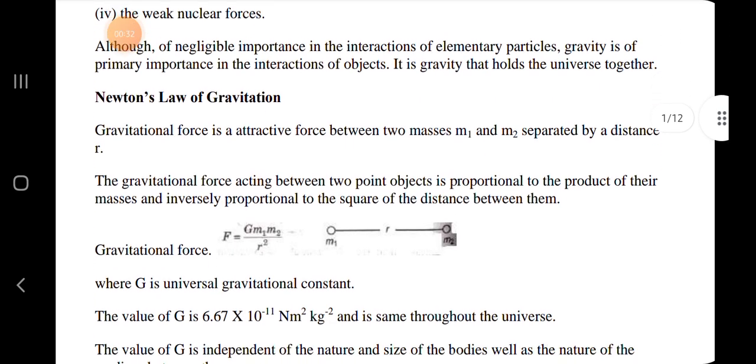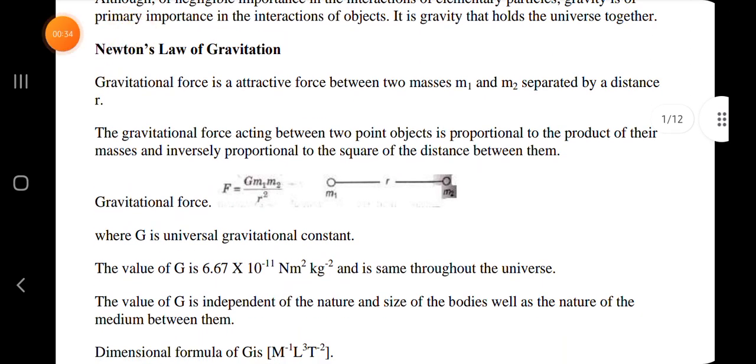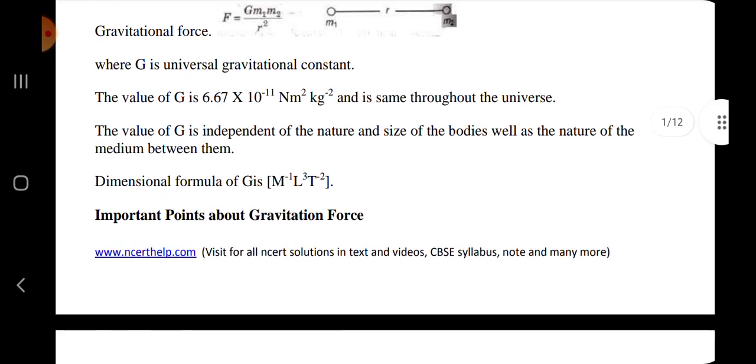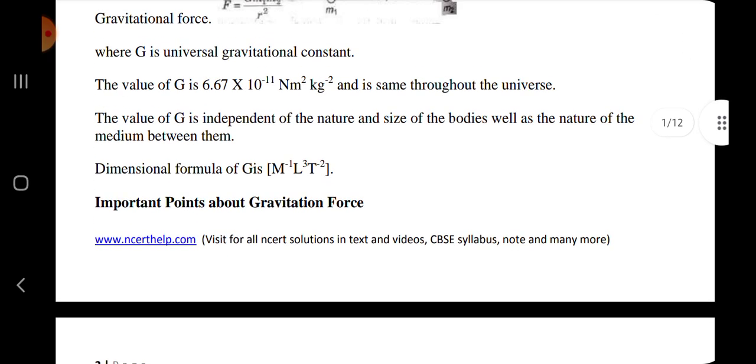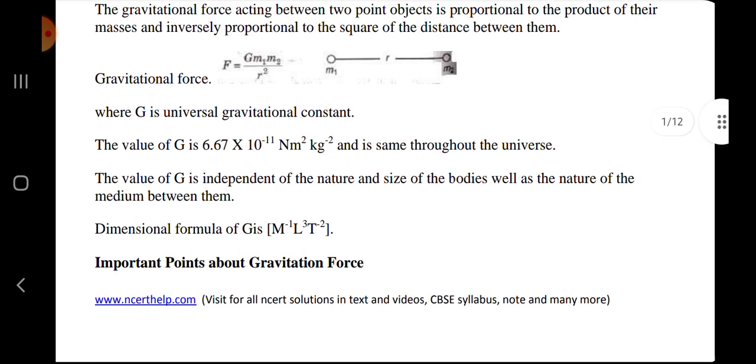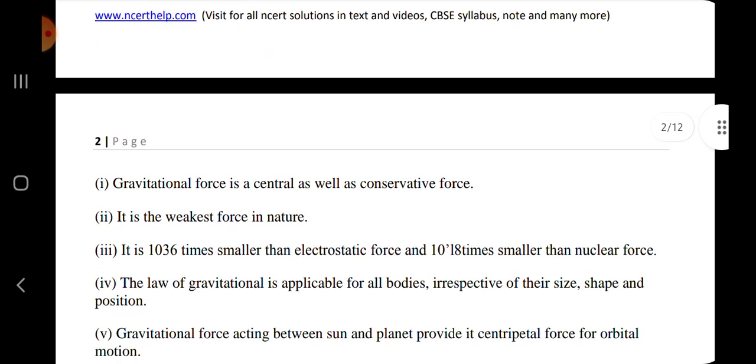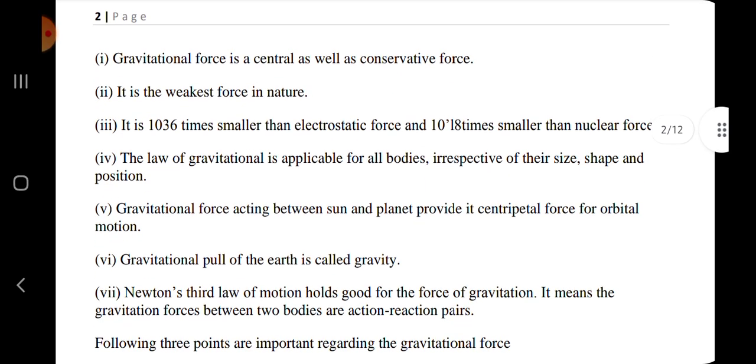Then Newton's law of gravitation. Gravitational force is an attraction force between two masses separated by a distance r. The gravitational force acting between two point objects is proportional to the product of their masses and inversely proportional to the square of the distance between them. Then the value of G is the gravitational constant, where G is equal to 6.67 × 10^-11.